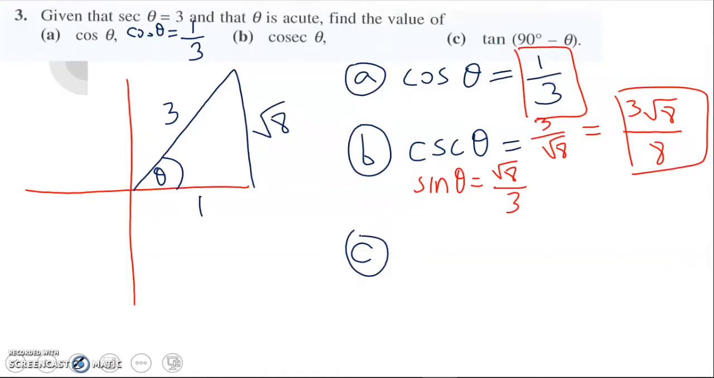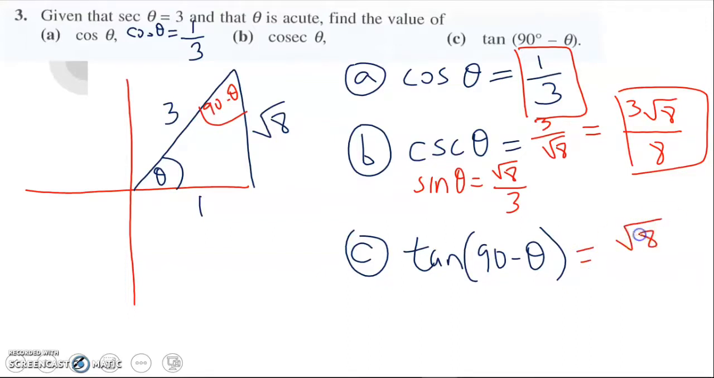Tan 90 minus theta. Alright. So tan, again, we should be pretty good at this now. Tan 90 minus theta is simply, again, that angle is 90 minus theta. That's opposite over adjacent, which means that's 1 over square root of 8. However, you want to rationalize it, so it should be square root of 8 over 8, and that is letter C.